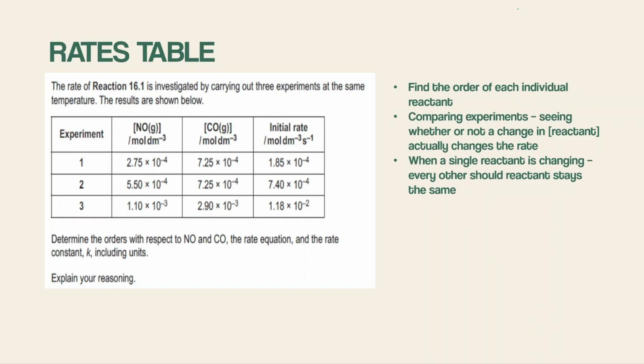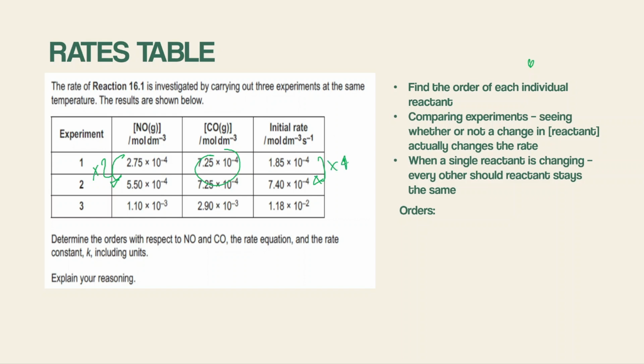You can see here in experiments 1 and 2, the concentration of carbon monoxide is not changing. It stays the same, yeah? But for NO, it changes. That means any change in rate is only going to be due to the change in concentration of NO, not CO. So this lets us figure out the order of NO. Let's use experiments 1 and 2 first of all, because it's going to be a lot easier since we do not have to take into account the potential effect of CO on the rate. Okay, so in experiments 1 and 2, you can see here that the concentration doubles. And the initial rate actually quadruples.